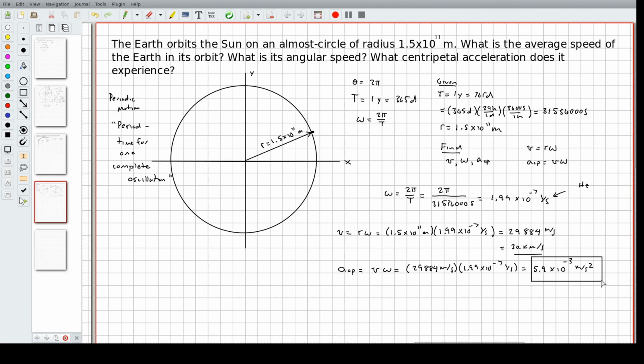So there's the acceleration that the Earth experiences as it goes around the sun. And this is its velocity. And this right here is its angular acceleration. Or not its angular acceleration, its angular velocity.